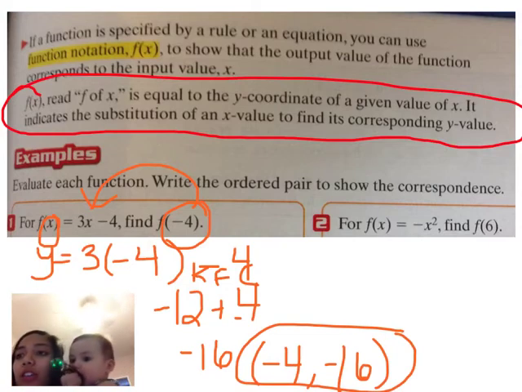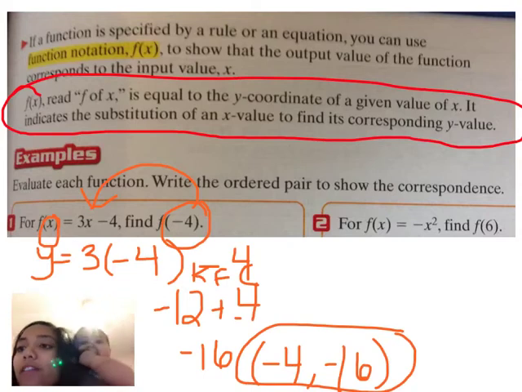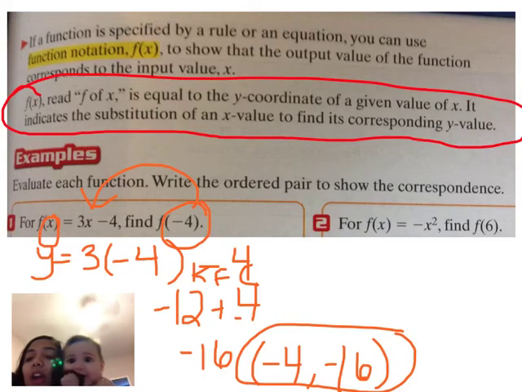Now I want you to try number 2. And again, f of x means y. That's what your y is going to equal. All you do is plug in your 6 value where your x is.